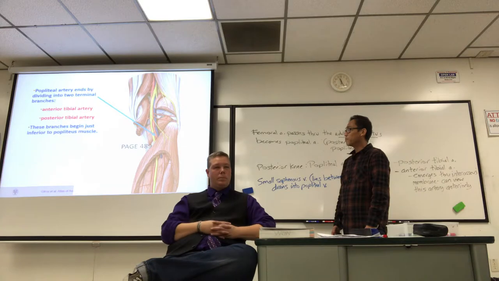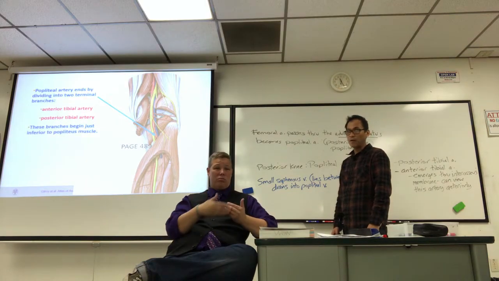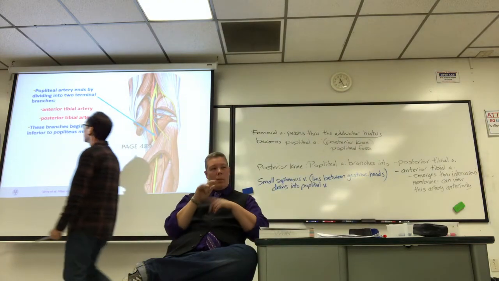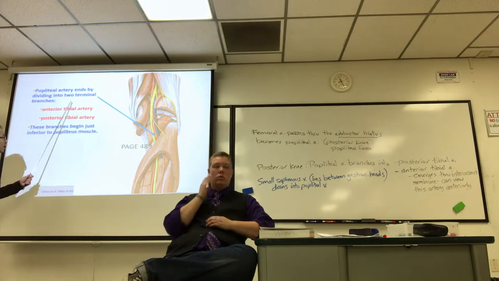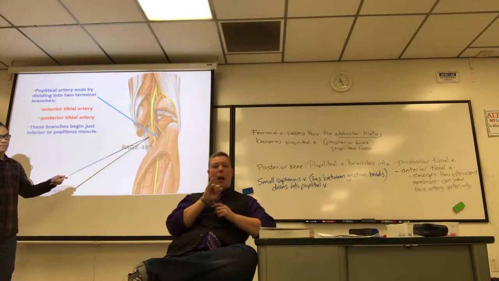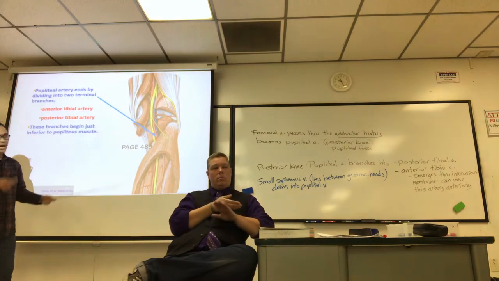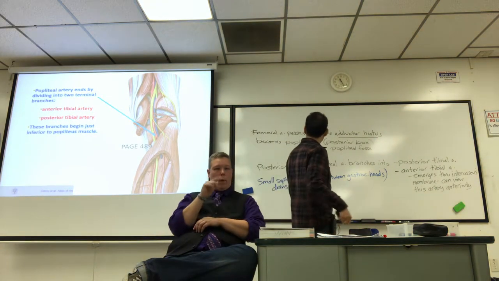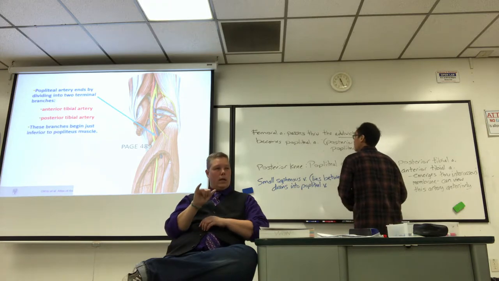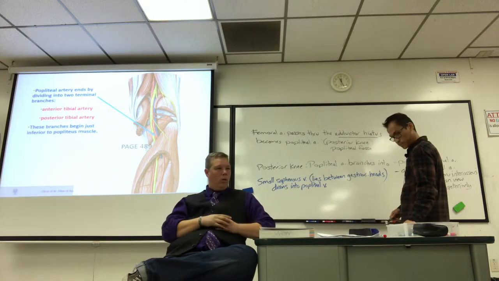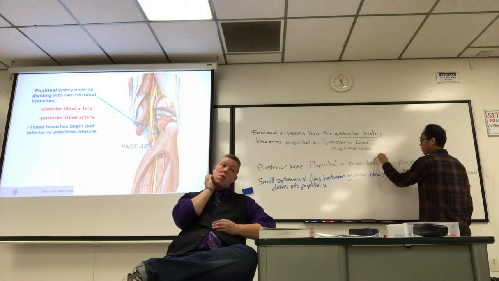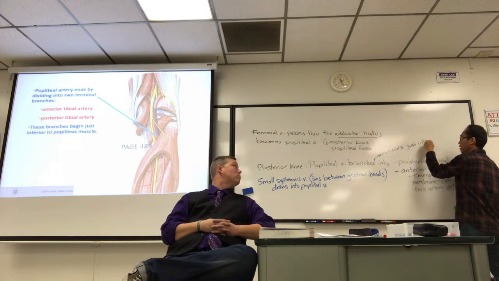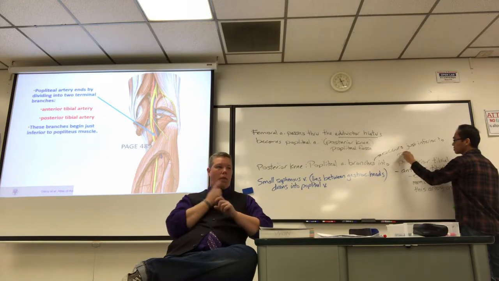That pretty much ends the lower extremity. You can follow the posterior and anterior tibial arteries all the way down to the foot. This is just pointing to the branch point. It tends to bifurcate just inferior to the popliteus muscle. So the popliteus muscle can be a landmark for you to see where the popliteal artery will branch. I'll add that in as a side note. This branching occurs just inferior to popliteus muscle.